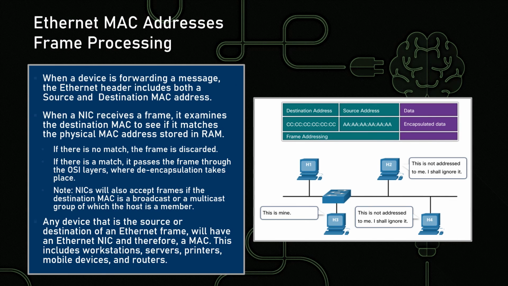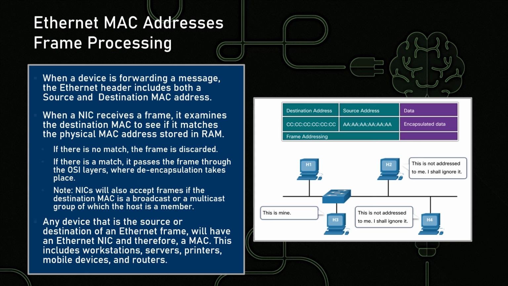Now, when a device is forwarding a message, the Ethernet header includes both a source and destination MAC address: where it's going and where it is coming from. When a NIC receives a frame, it'll check whether the destination MAC matches the physical address stored in RAM. If there is no match, the frame is discarded. If there is a match, it passes the frame through the OSI layers to de-encapsulate. Note, a NIC will also accept a frame if it is a member of the correct broadcast or multicast group. Broadcast, of course, is going to everybody, multicast having a specific subset of subscribers.